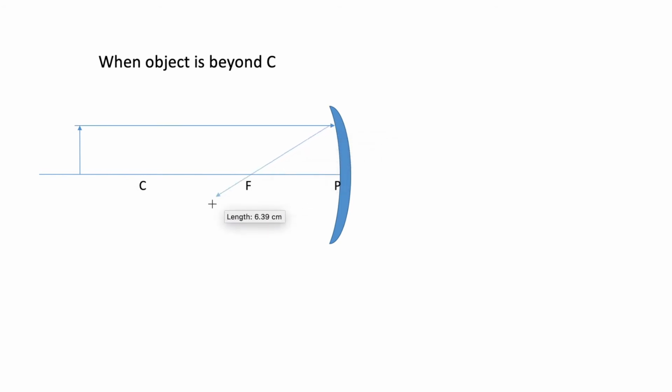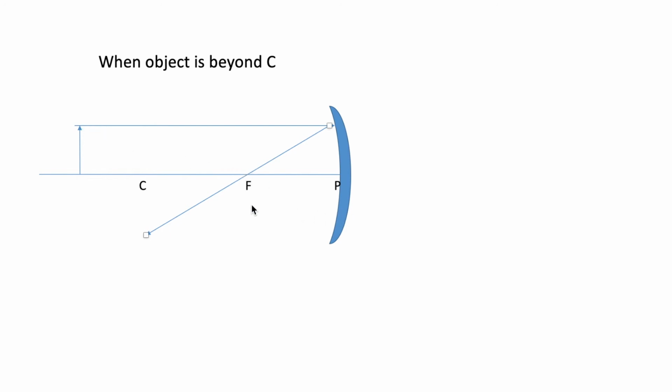It will reflect through the focus. Next ray we can draw through the center of curvature, otherwise through the focus, or as oblique. Any ray diagram we can choose. Okay, so I am choosing the incident ray which is passing through the focus.